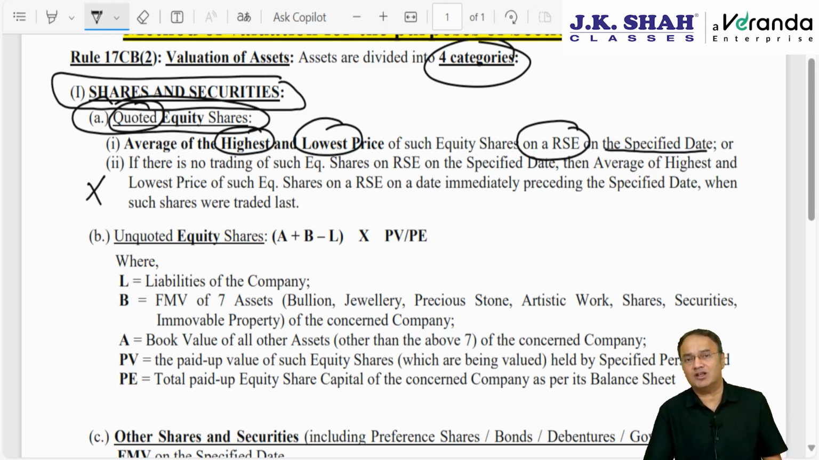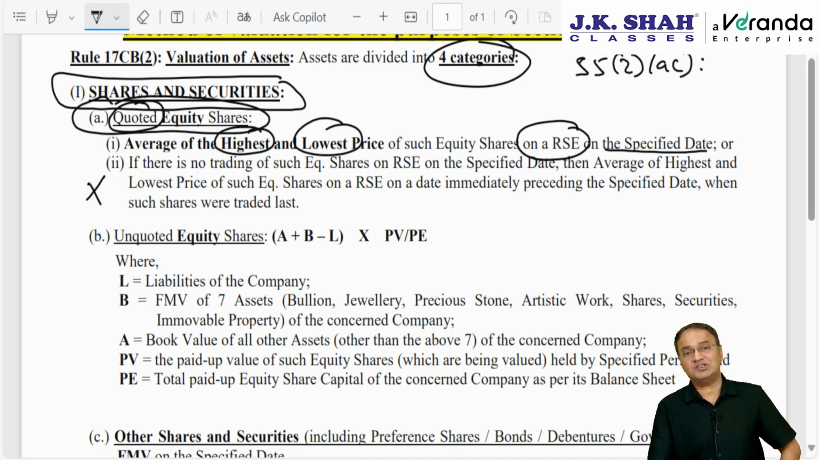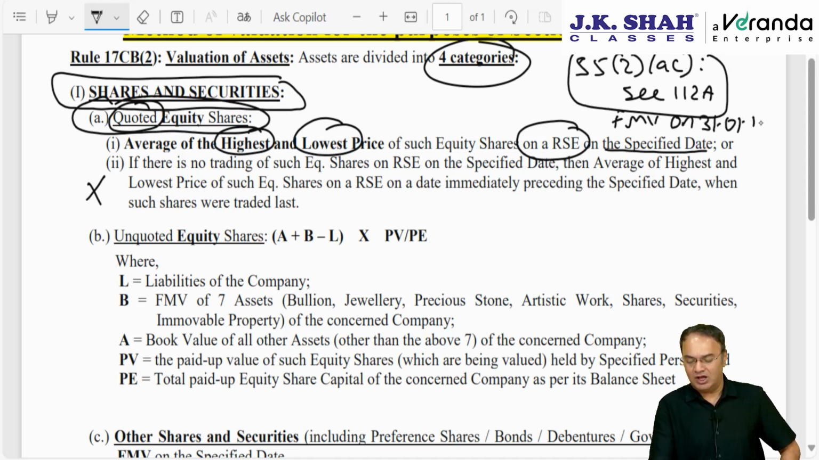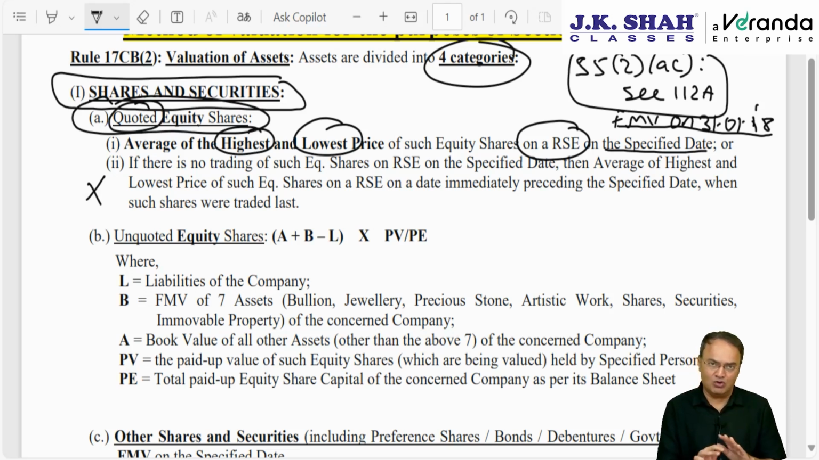Do you remember grandfathering of cost of acquisition under section 55 subsection 2 clause AC? Grandfathering of cost of acquisition, which we had discussed in the capital gain chapter as well as in the chapter called special provisions for stock market transactions. For the purpose of long term capital gain under 112A, grandfathering would mean taking FMV as on 31st January 18. For the FMV on 31st January 18, we used to take the highest price on a recognized stock exchange. Here we don't have to take the highest price, here we have to take the average of highest plus lowest. Okay, so this is slightly important.